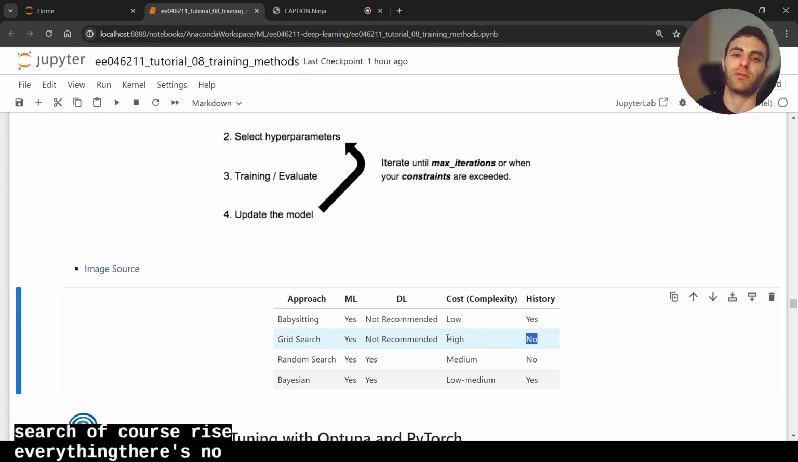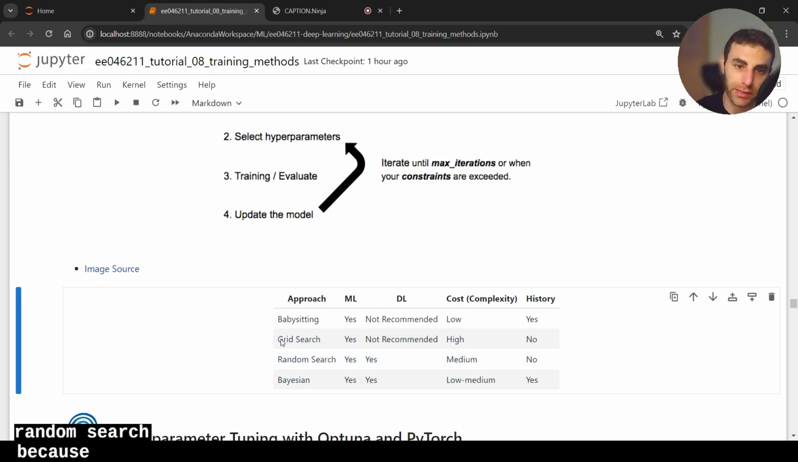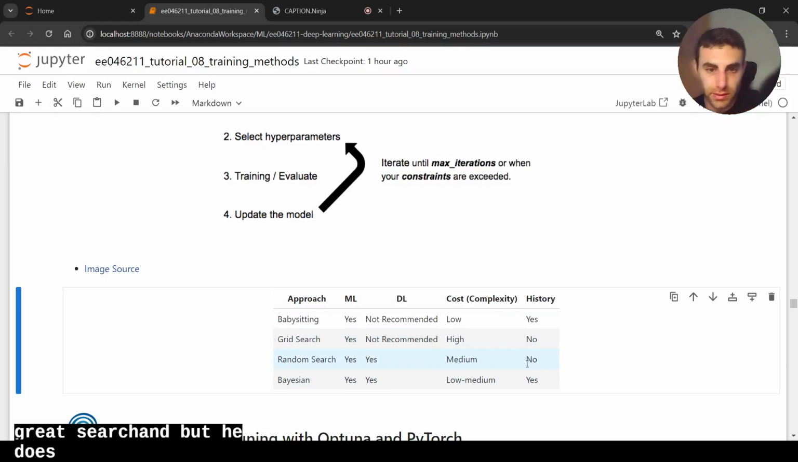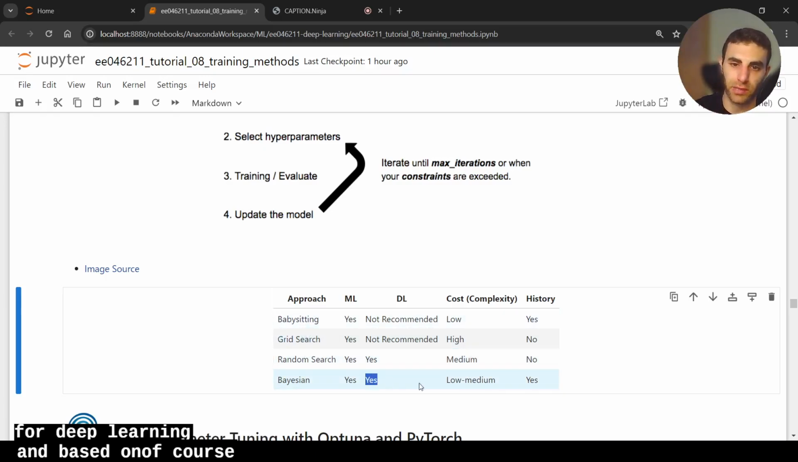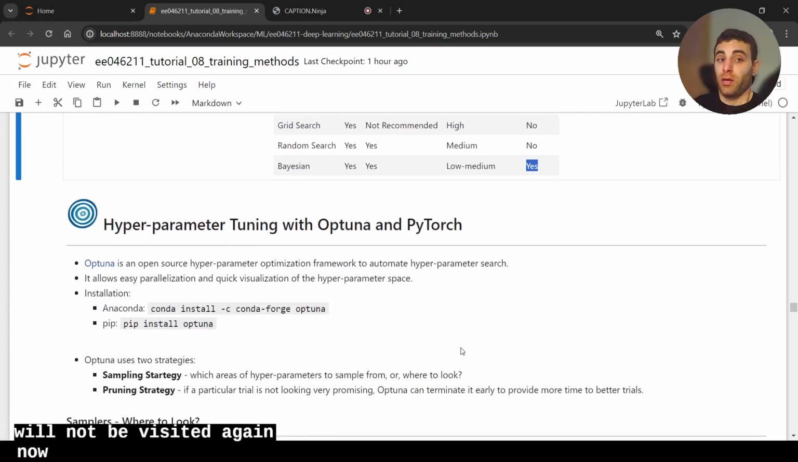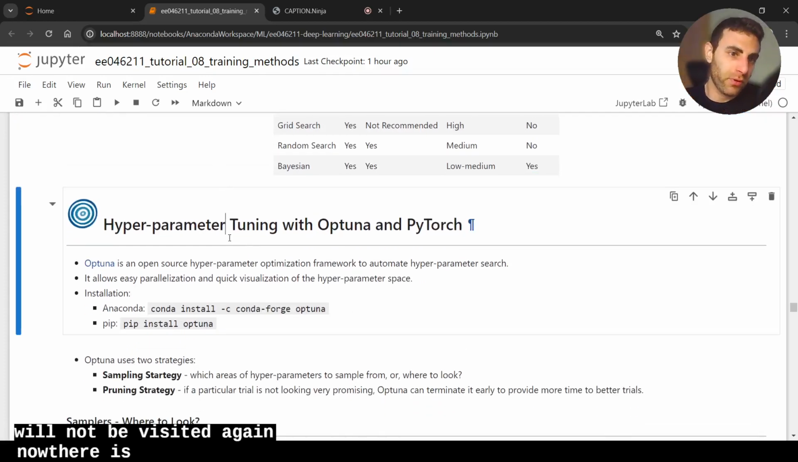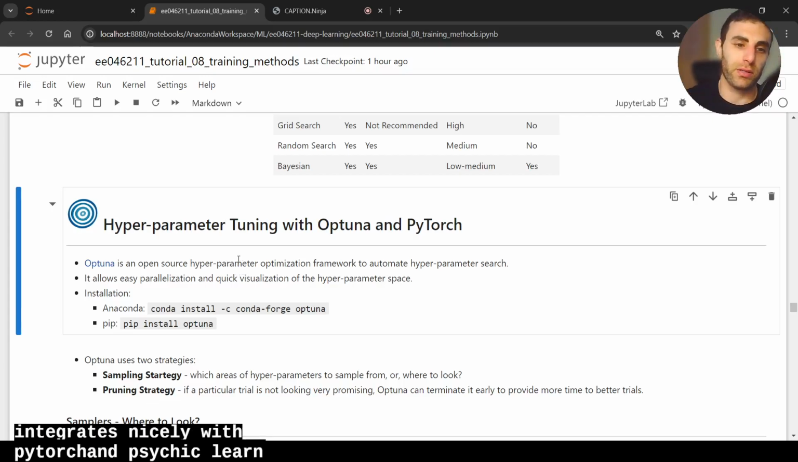There's no history considered. Now, for random search, the cost is lower than grid search, but it does not consider history. So it is applicable for deep learning. And Bayesian, of course, is applicable for deep learning. It has lower complexity than random search, and it does consider history. So bad areas of the search space will not be visited again.